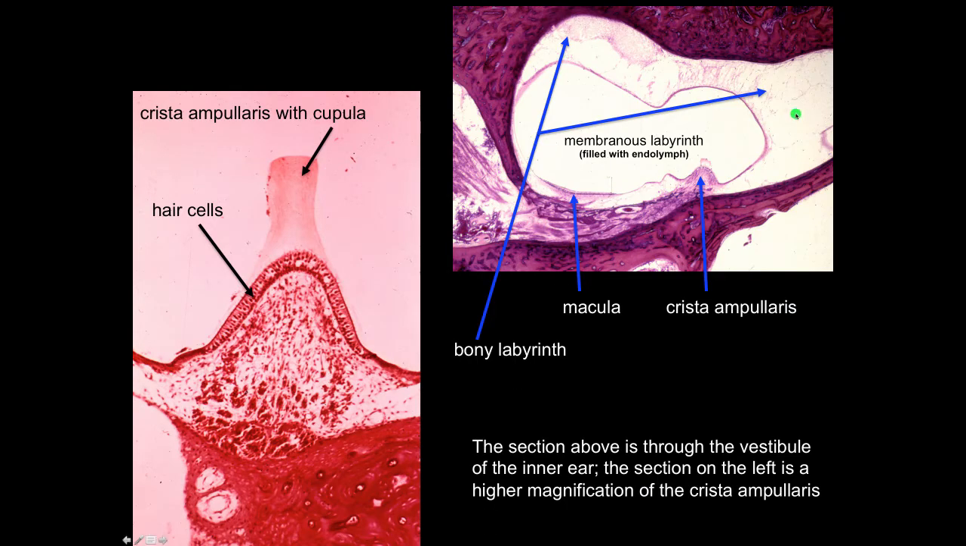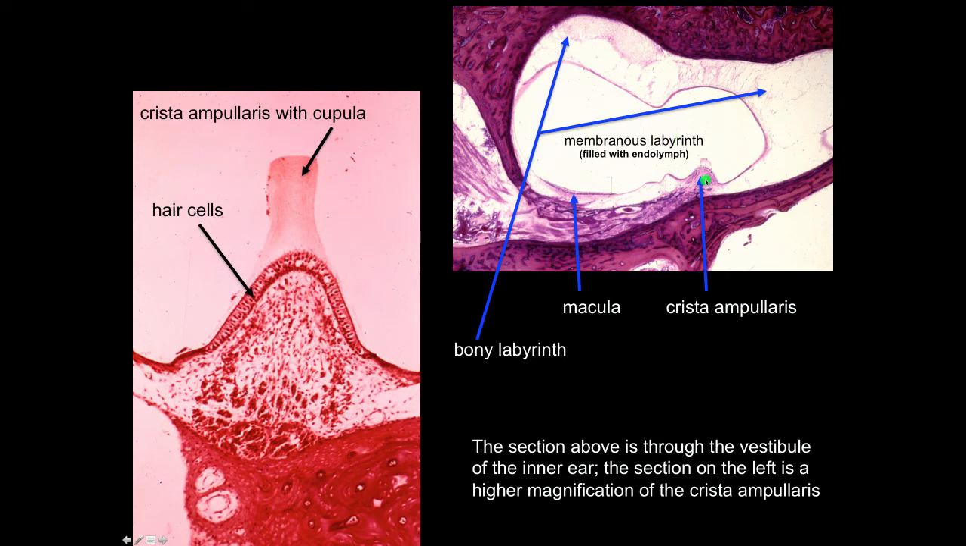Here is a histological view. The section here is through the vestibule of the inner ear, and the section on the left is at a higher magnification of the crista ampullaris. This would be the crista ampullaris. Here would be the hair cells, and this is the cupula associated with this crista ampullaris. Here we're showing the bone, and so the bony labyrinth, the membranous labyrinth like so, is shrunk away a little bit, but it's filled with endolymph.